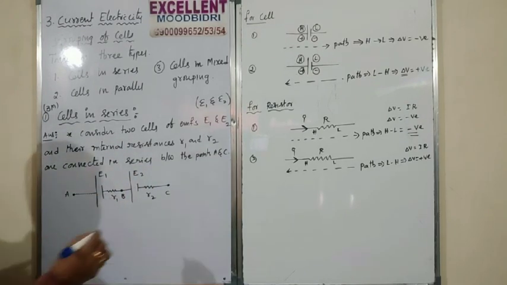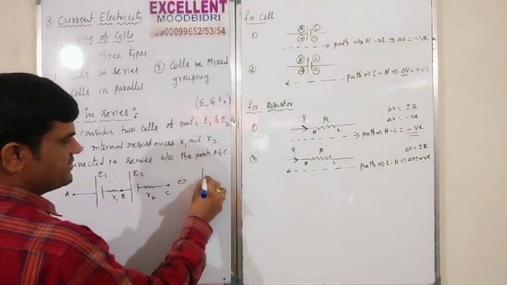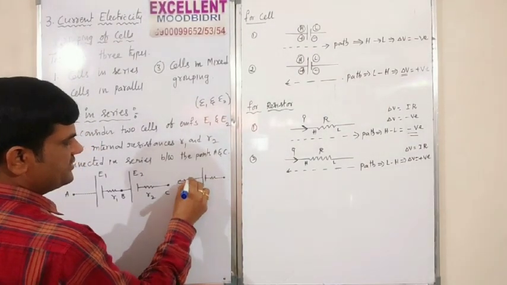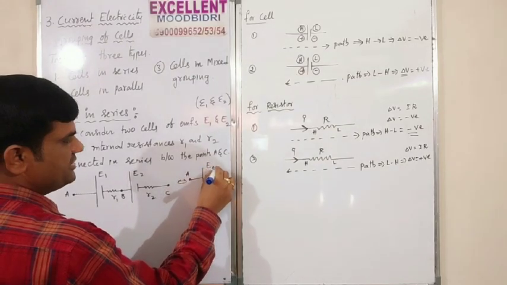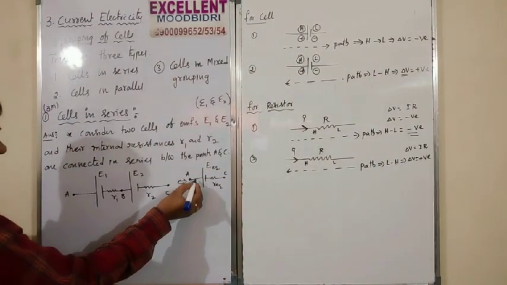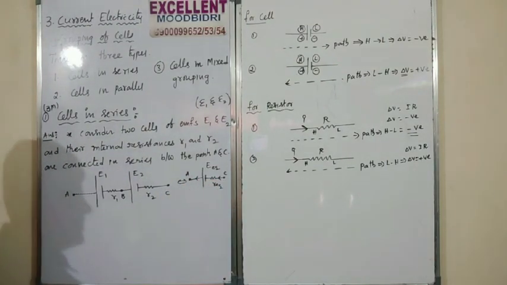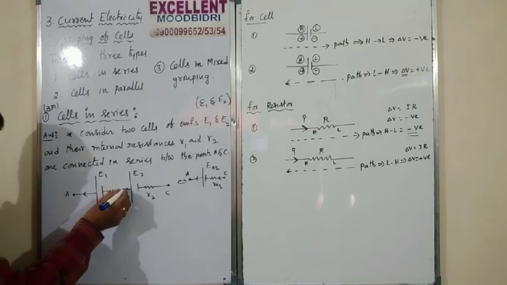Okay, the equivalent resistance will come in this manner between A and C. Equivalent resistance is R equivalent. The current moves from the positive terminal to the negative terminal, positive to negative through the cell only. So we will consider it in this manner.